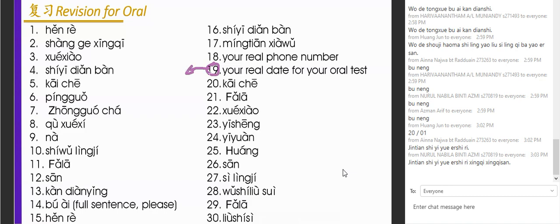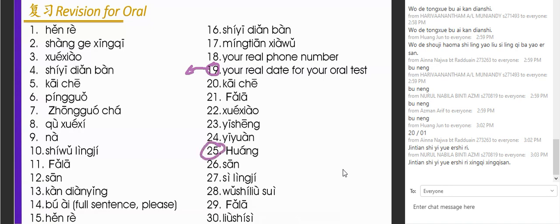This one you have to answer the real date. So far I don't have the time schedule yet. If I post the time schedule for you, then use that date for your oral test. Okay. So this one you have to be careful. Then we got some others like 学校 school, 医生 doctor, 医院 hospital.